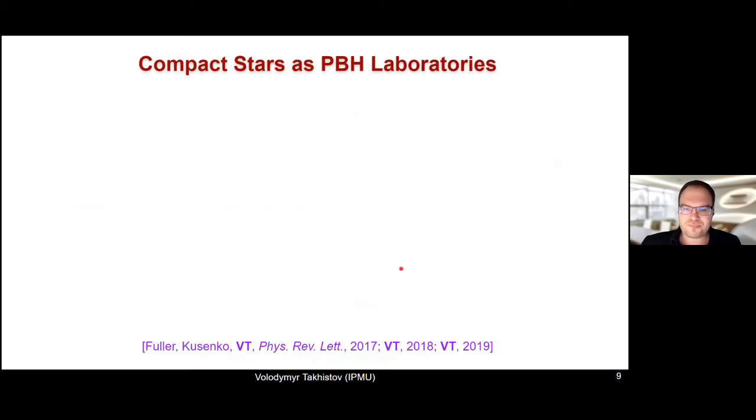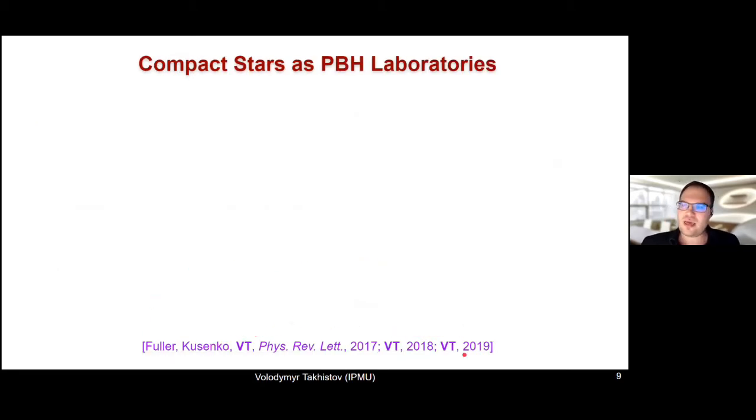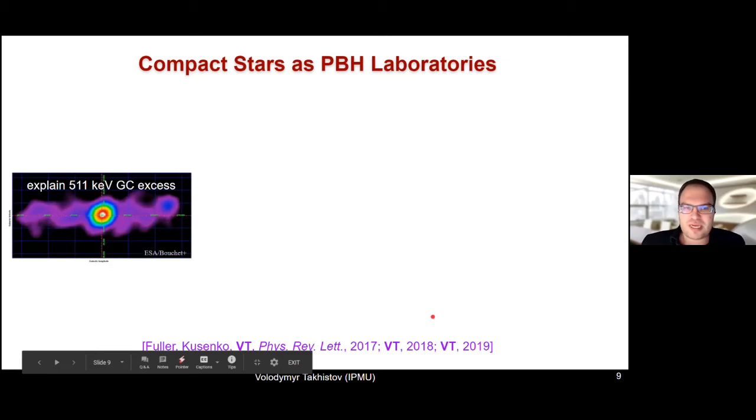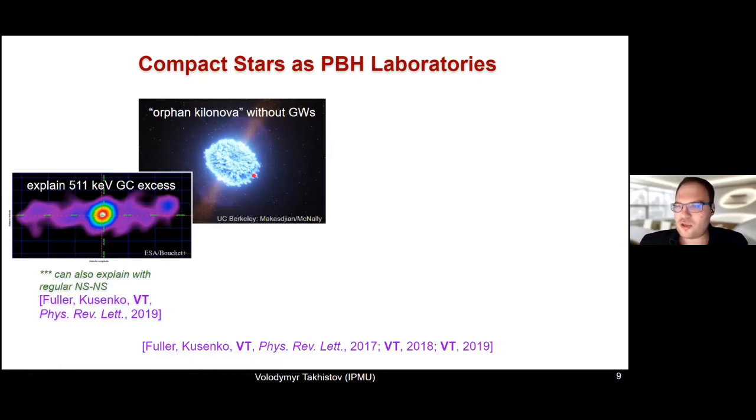But in fact, as shown again in this work, but also in some separate work that I have done independently, PBHs interacting with compact stars are not just good for considerations of the r-process, but they're interesting as compact-star laboratories in general. And you can get a bunch of interesting observables. One of them is explaining positron production relevant to the 511 keV galactic center line. And as we separately showed, you can also do this just from regular SNs. You can get a bunch of interesting new signals, such as an orphan kilonova without the gravity waves. So in usual mergers, you get a kilonova, but you have a merger gravity wave accompanying it.